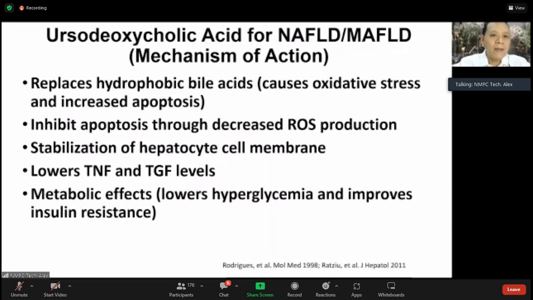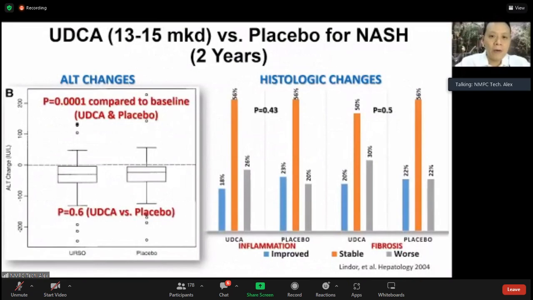So for UDCA, the way it acts on fatty liver disease is that because it's a hydrophilic bile acid, it will replace your hydrophobic bile acids, and in the process, it will reduce your oxidative stress and reduce your apoptosis. It will also stabilize your hepatocyte cell membrane, and it also has some metabolic effects by lowering your hyperglycemia and improving your insulin resistance. So the earliest study on UDCA was unfortunately a negative study.